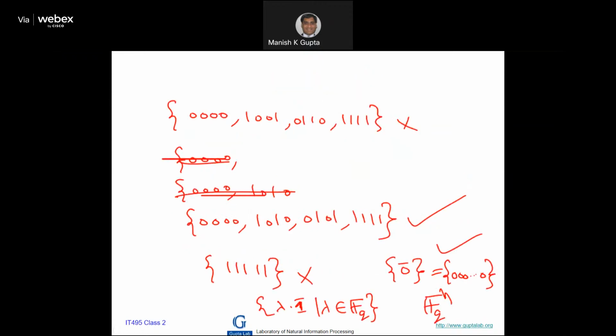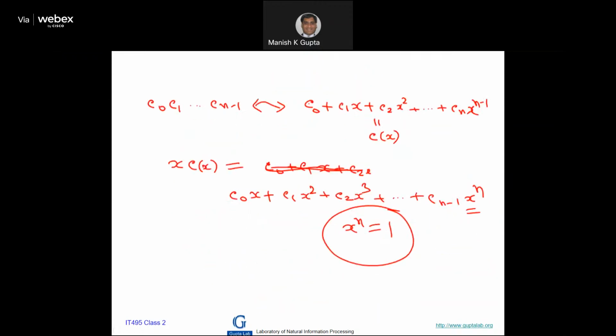Now, if I want to capture this idea mathematically, we require the machinery of what is known as polynomials. So I'm mapping each code word C0, C1, ..., Cn minus 1 to a polynomial C0 plus C1x plus C2x squared, and so on up to Cn minus 1 x raised to power n minus 1. I call it C(x). So when I multiply x times C(x), it gives us one cyclic shift, because now everything is shifted. You can see that the last coefficient becomes the constant term of the polynomial, the first term.